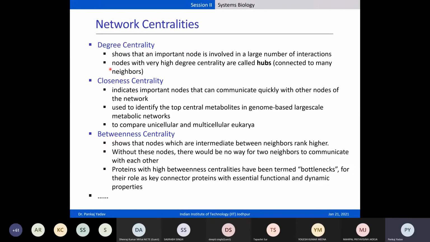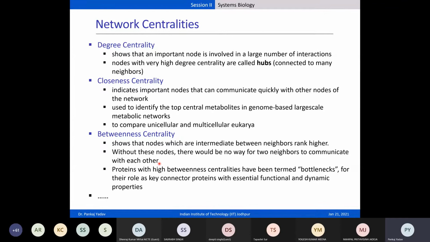Another property that has been extensively applied to study biological questions is betweenness centrality, which shows that the nodes which are intermediate between neighboring nodes will rank higher. We can have betweenness centrality for a node, or for an edge also. I will show you in a coming slide how you can use this measure, because it has been found to have many applications.